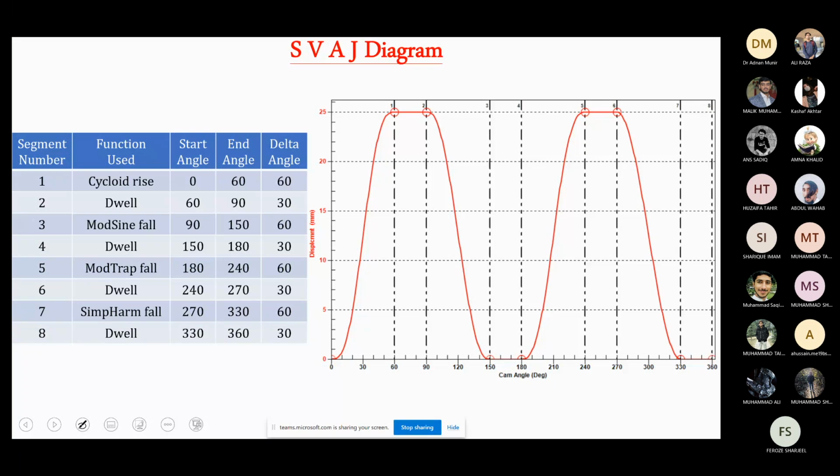Now, this is just a summary of what we have done. He has combined all the segments or the functions used in a single table, and also listed the start angle, end angle, and delta angle. So we go from 0 to 360. So now can anybody tell me, if we have a displacement versus cam angle diagram, is it possible to get the velocity versus theta diagram from here?